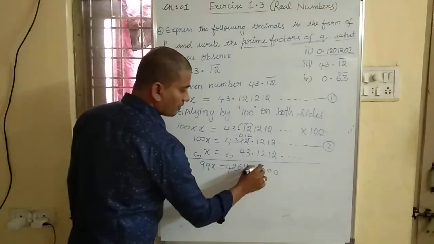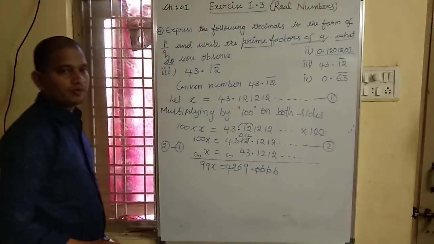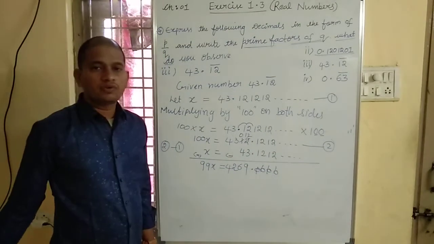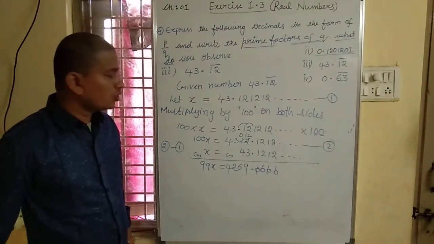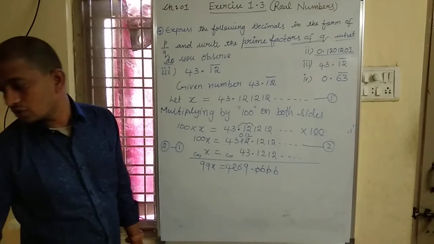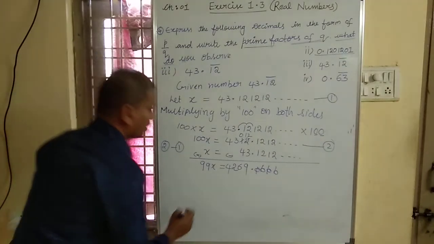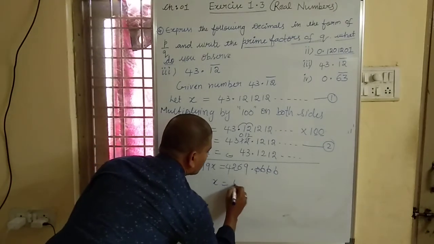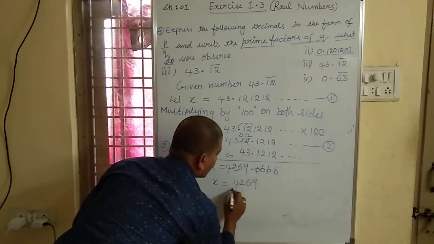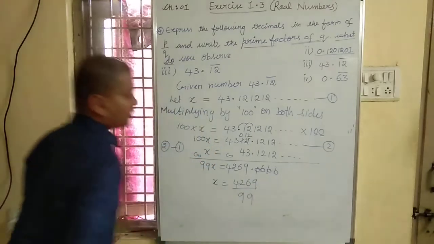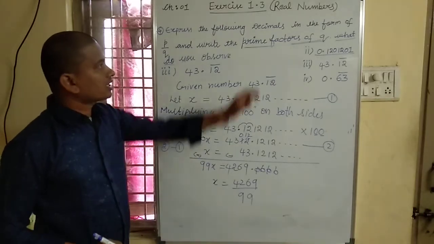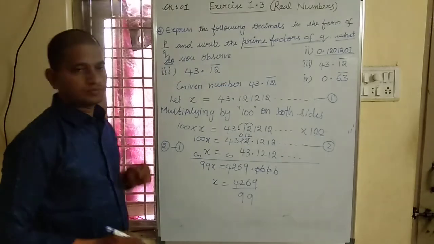As we know, after the decimal point there is no value for 0. Therefore, 99x is equal to 4269. Therefore, x is equal to 4269 divided by 99. See, we expressed it in the form of p by q.